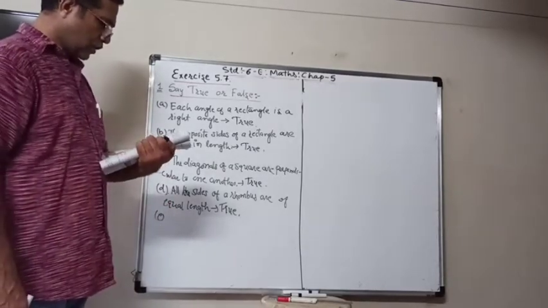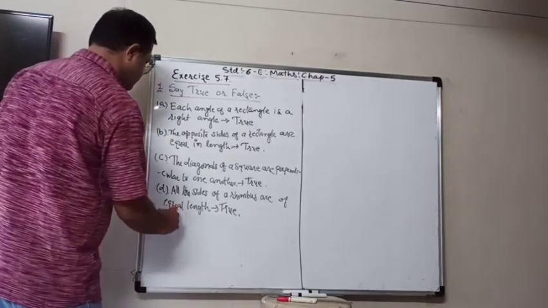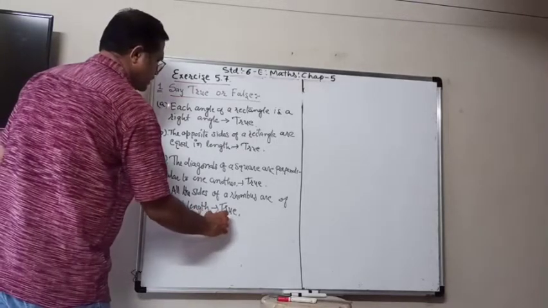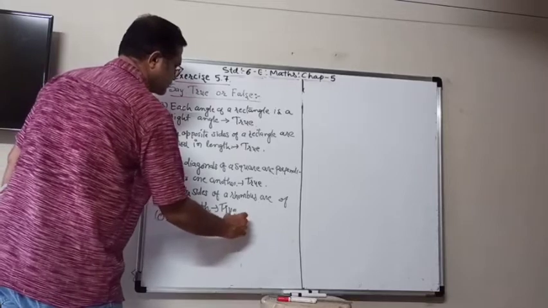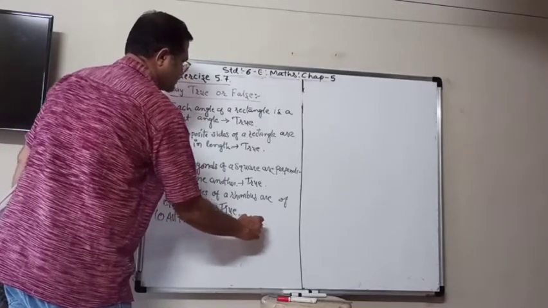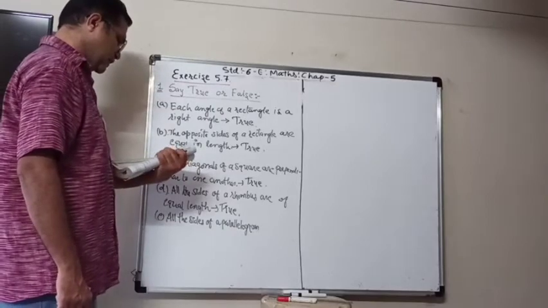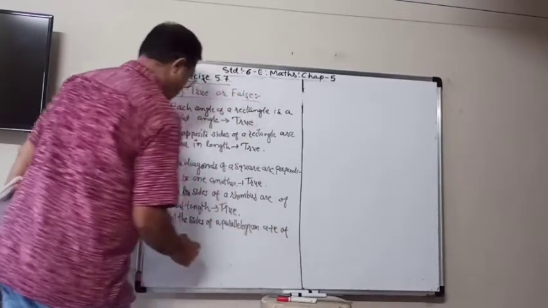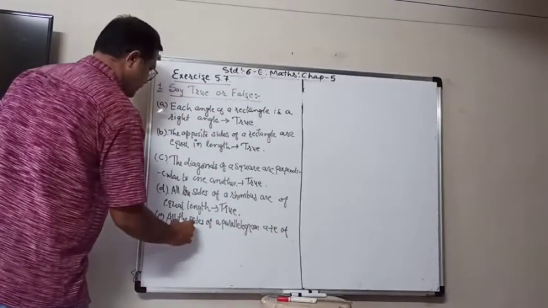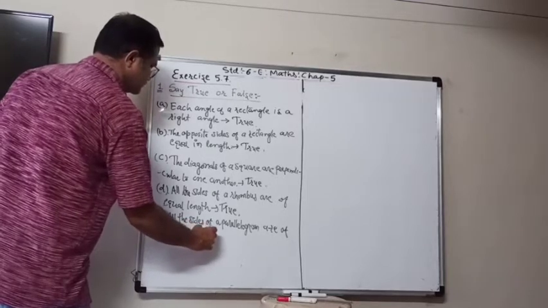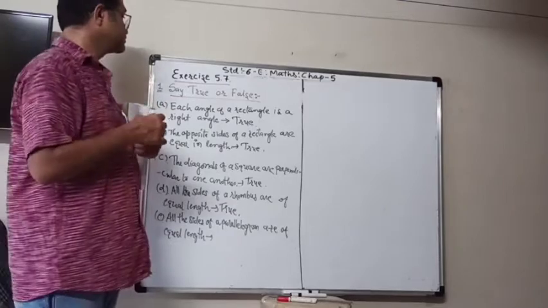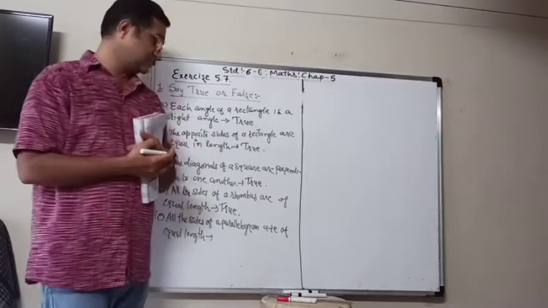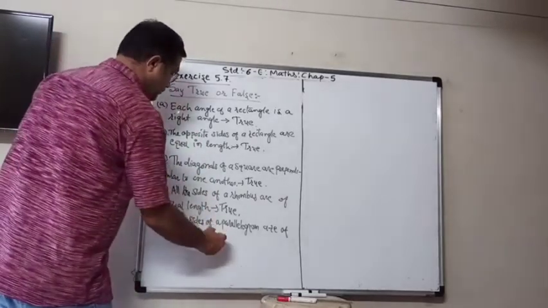Statement E, all the sides of a parallelogram are of equal length. Now we learned that in a parallelogram, only opposite sides are equal, not all the sides. So here that is the false statement.